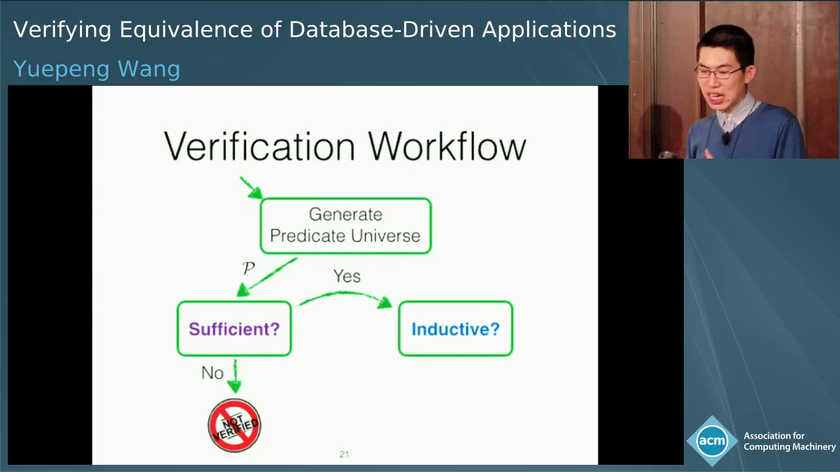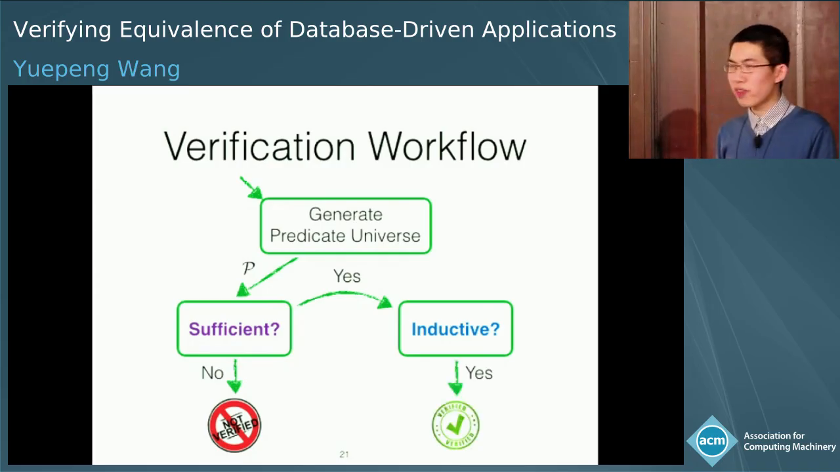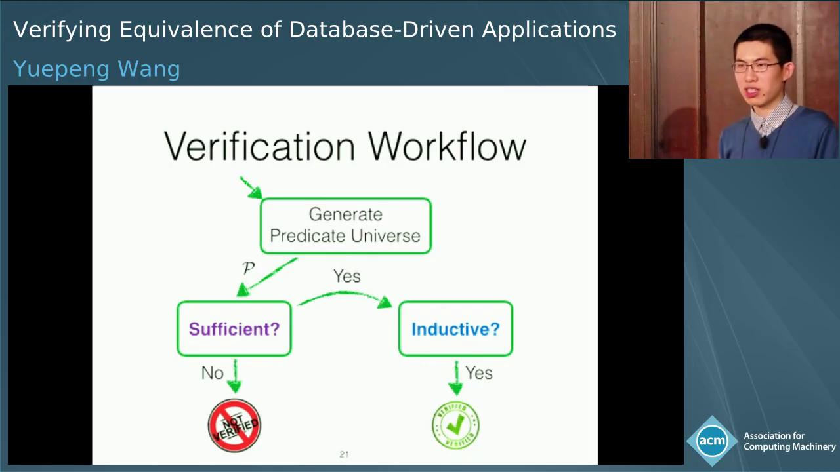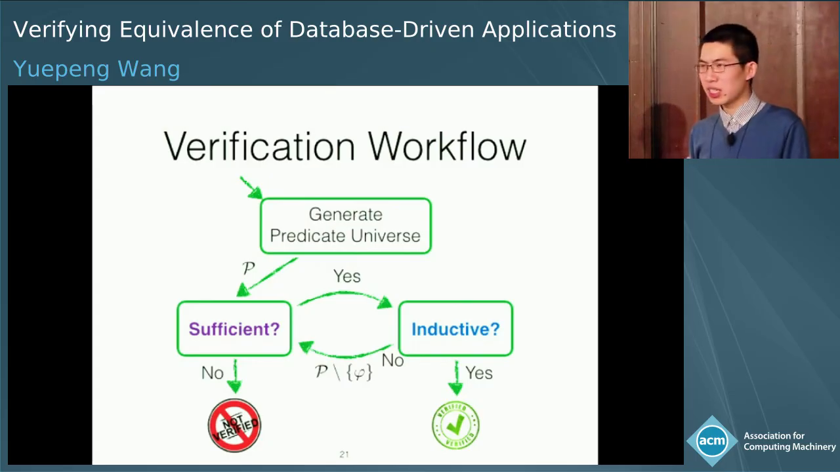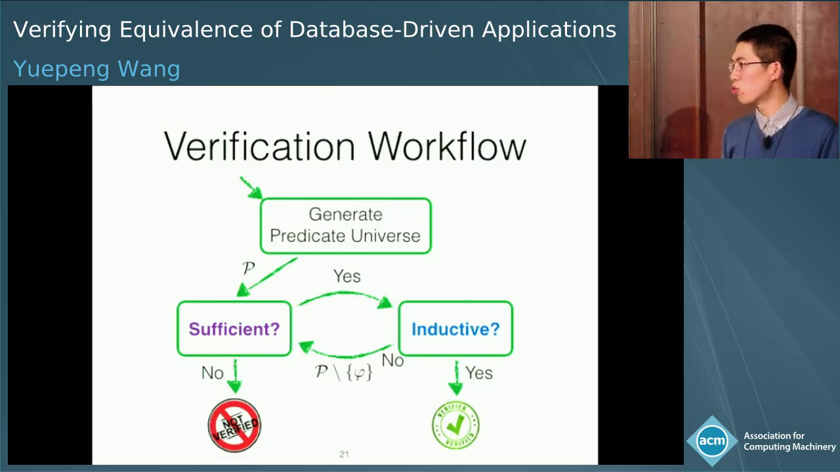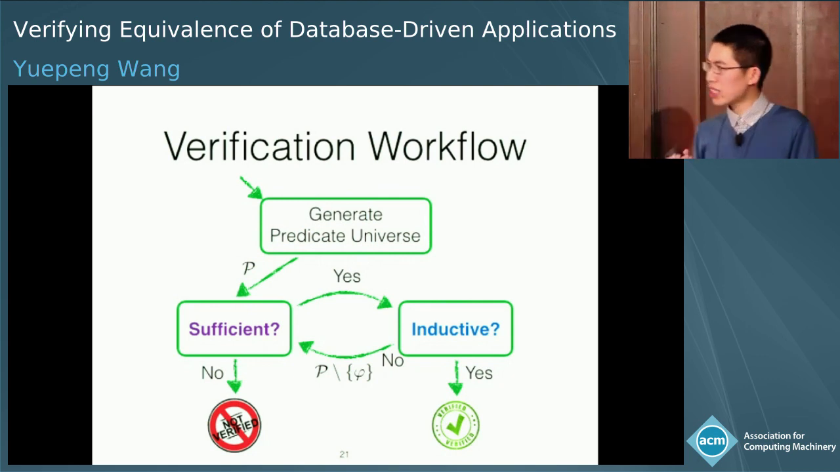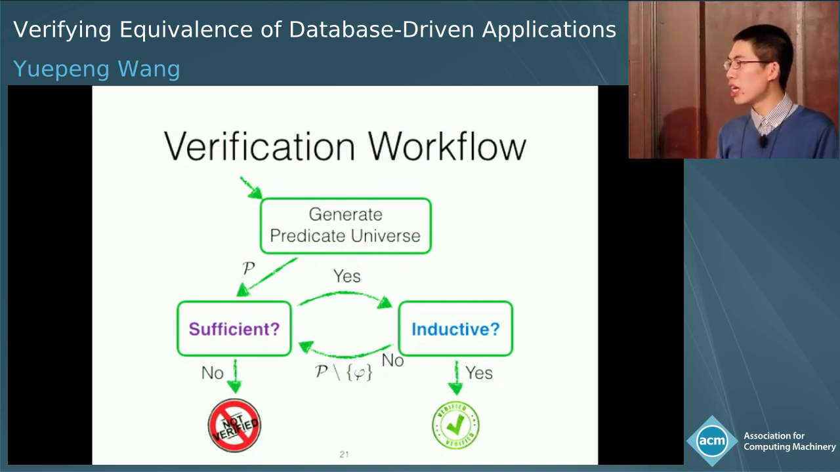If it's indeed inductive, then that means we have already found a bisimulation invariant that is both sufficient and inductive, which means the equivalence of these two applications is successfully verified. If the invariant is not inductive, we have to weaken it by removing predicates from the universe one by one until we reach a point that we can get the conclusion. Note that this procedure is guaranteed to terminate because the number of atomic predicates in P is bounded, and we will remove one predicate from P in each iteration.